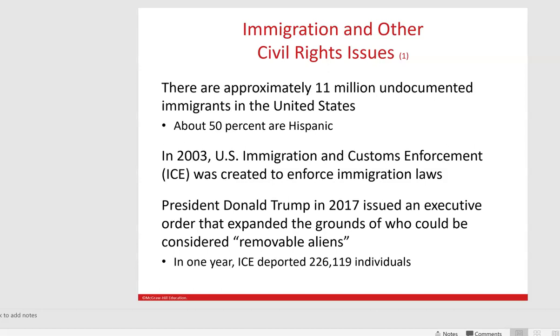With 11 million undocumented immigrants in the United States, in 2003 ICE, or Immigration and Customs Enforcement, was created for the enforcement of immigration laws. Originally, only convicted felons and those considered a safety threat would be forced to leave or be removed. Nonetheless, shortly after Trump's election, he expanded the grounds on which a person could be removed. In one year, this expanded deportation to 226,000 individuals.